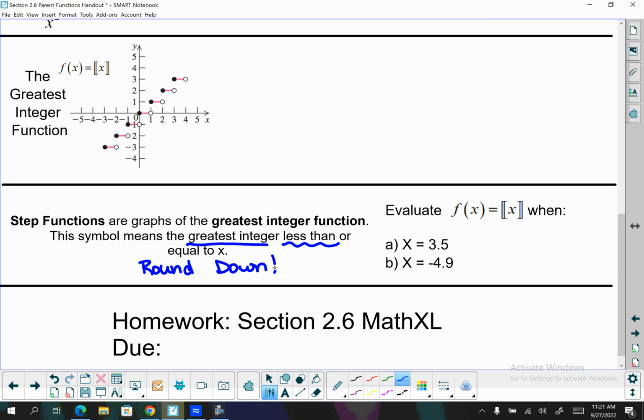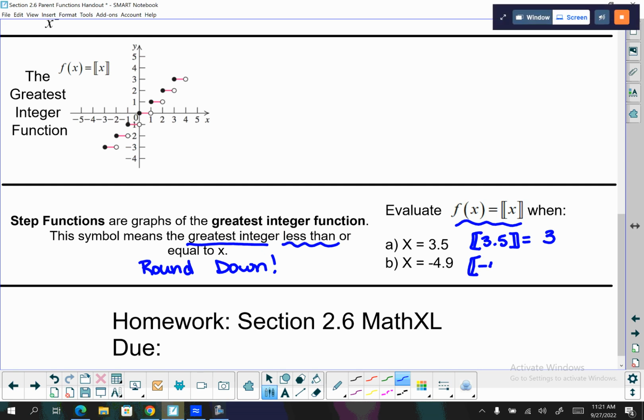So if I want to take my greatest integer function, and this is what it looks like, and I want to plug in 3.5, it would look like this, okay? And I round down to the integer that's closest to it. So what integer is below 3.5 that's closest to 3.5? 3. Okay, and that's it. So even if I had like 3.9, it would be 3. Be careful with negatives. Remember, when you're rounding down, think about like a number line. We're always going to the left on the number line when we're rounding down. So what integer would be to the left of -4.9 on a number line?